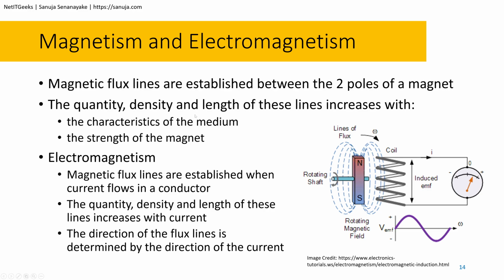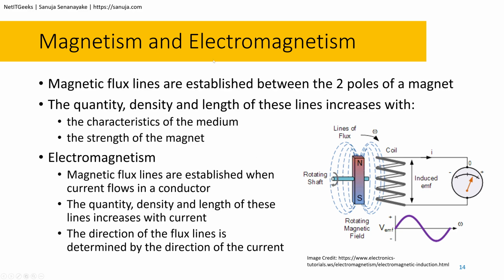The quantity or density and the length of these lines increases with the characteristic of the medium and the strength of the magnet. So if you have a very strong magnet, there are going to be more magnetic flux lines, and the density is going to increase. If you have a weak magnet, you're going to have less magnetic flux lines between the two poles, North Pole and South Pole, and you're going to have less density of those lines.